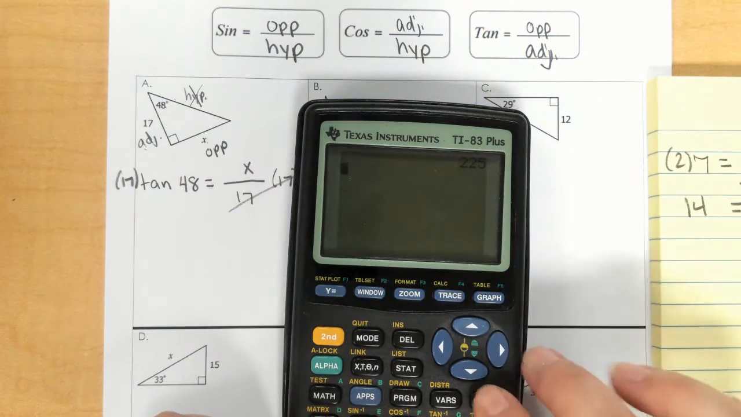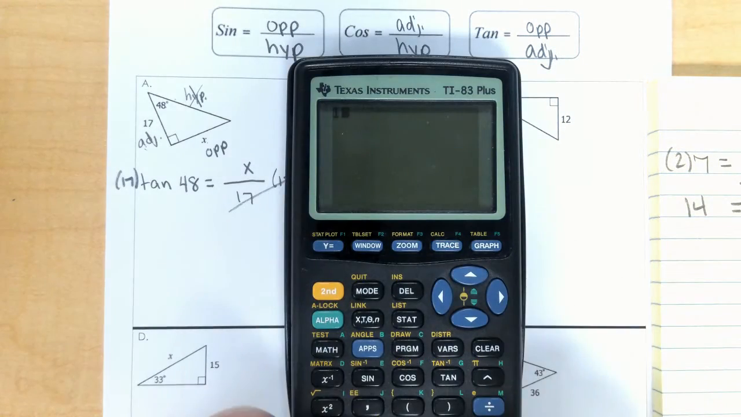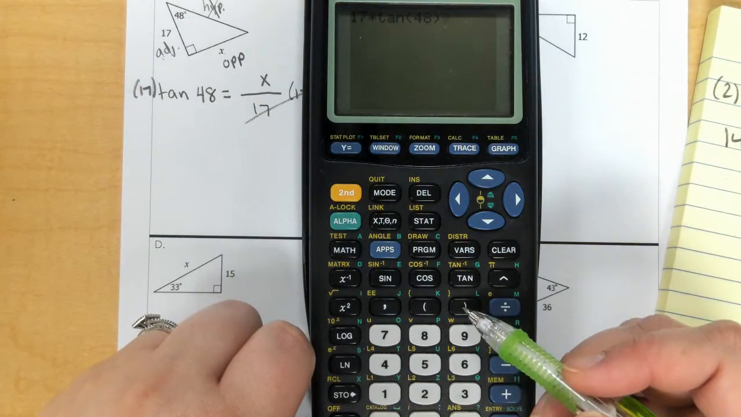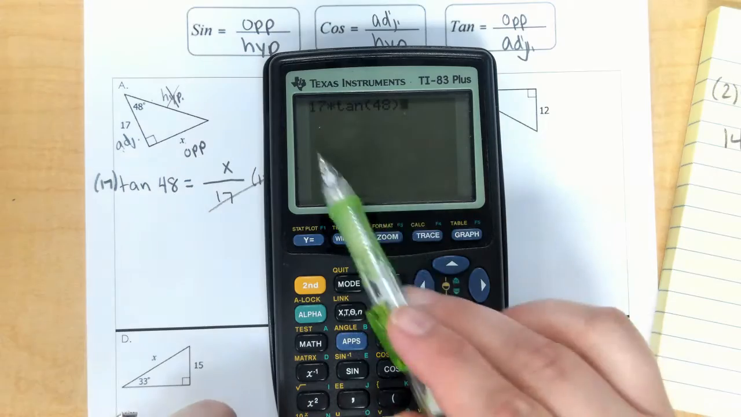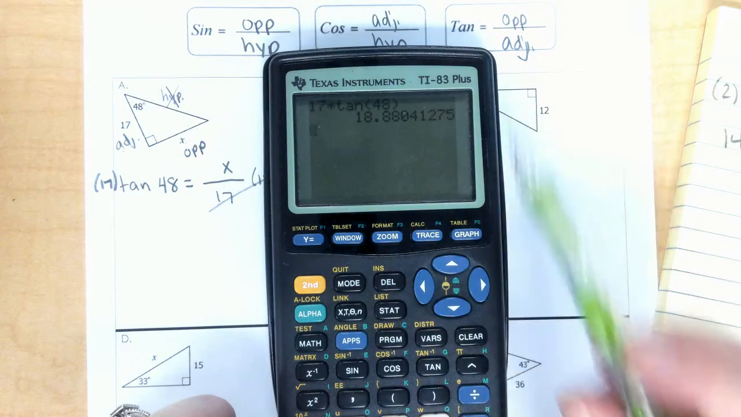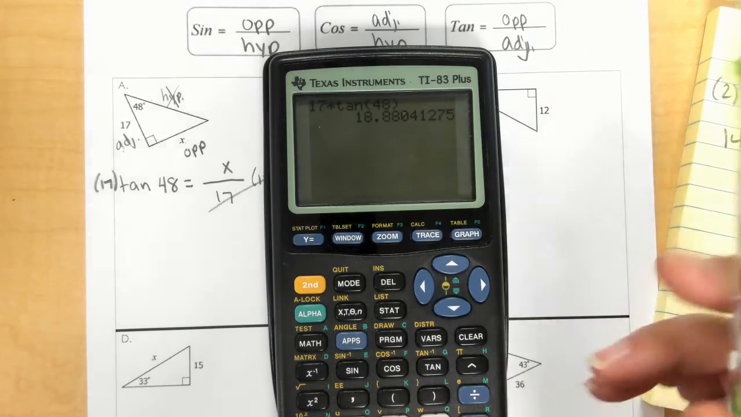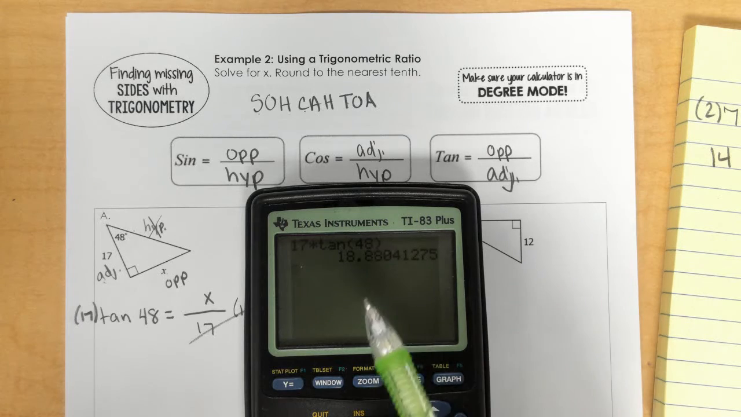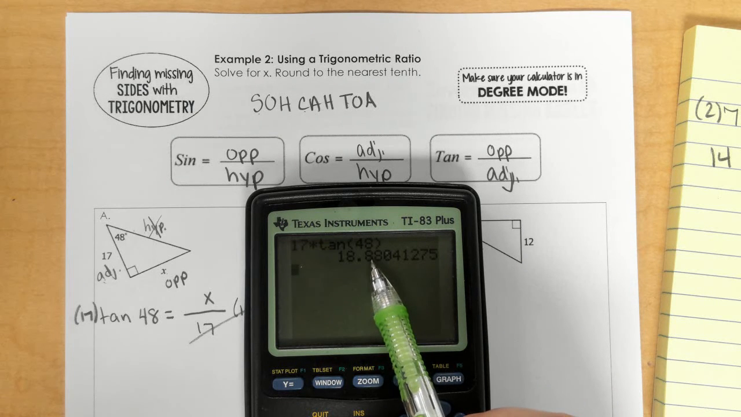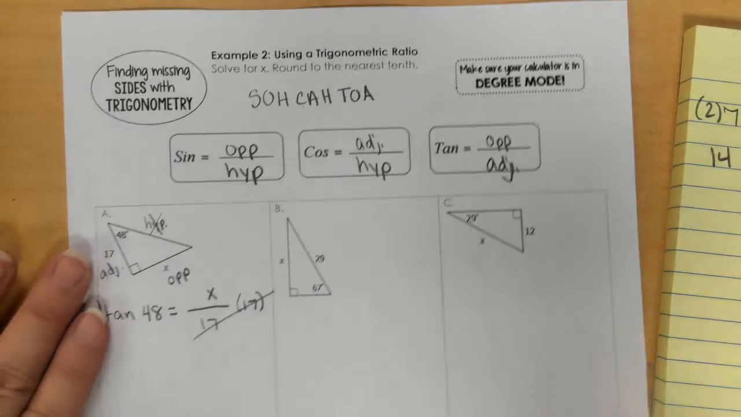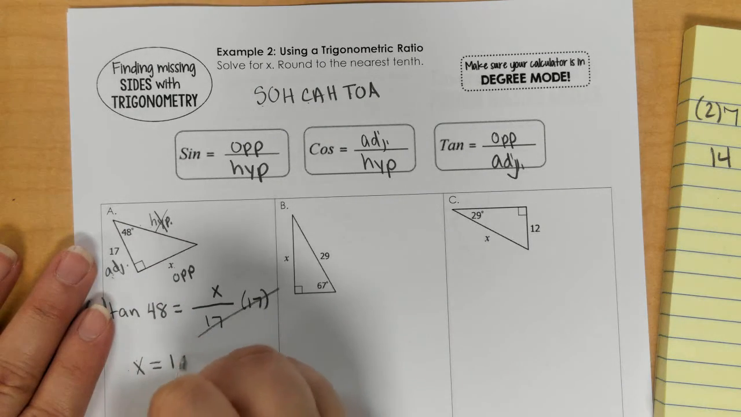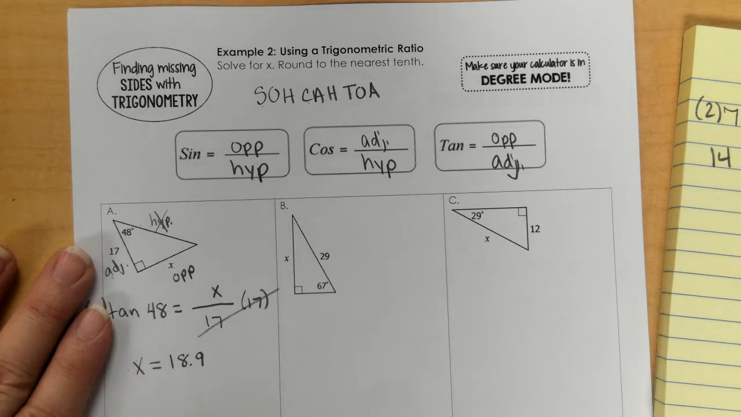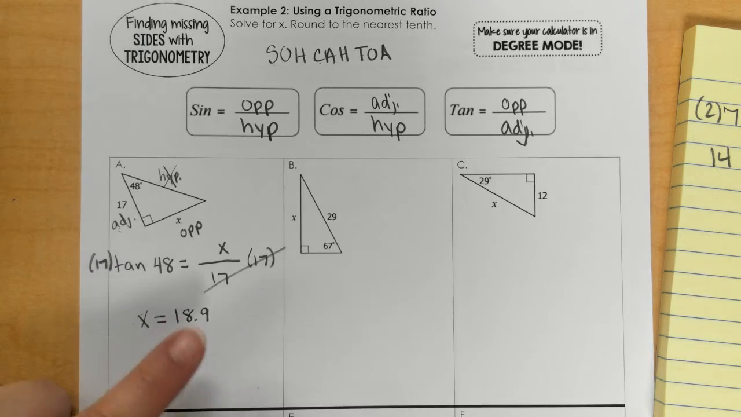okay, I would clear, I would hit 17 times tan 48, and then I close the parenthesis, which is right there below the tangent button. Okay, so 17 times tangent of 48, and we get 18.88, etc. Up here at the top, it does say solve for x and round to the nearest tenth. So that 8 makes that 8 round up to 9. So we're going to go with x equals 18.9.